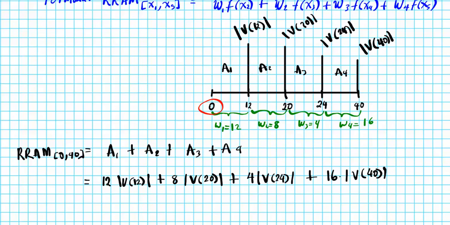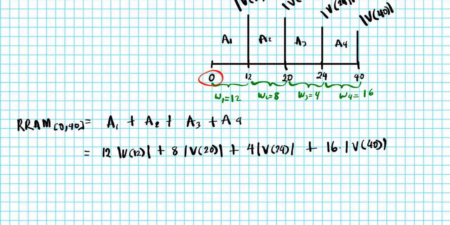Okay, this absolute value component only plays a role if you happen to have a negative output, which is the case in this problem. All right, so let's go ahead and finish this up. We have 12 times v of 12, which is 200, plus 8 times v of 20, which is 240, plus 4 times v of 24, which is 220.